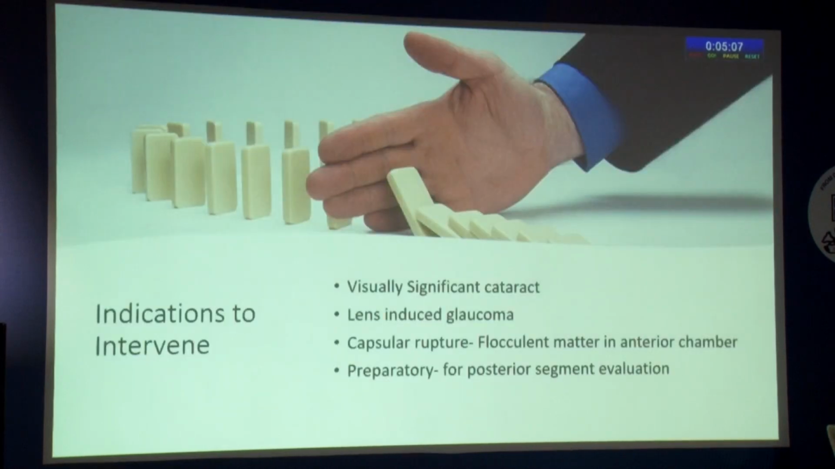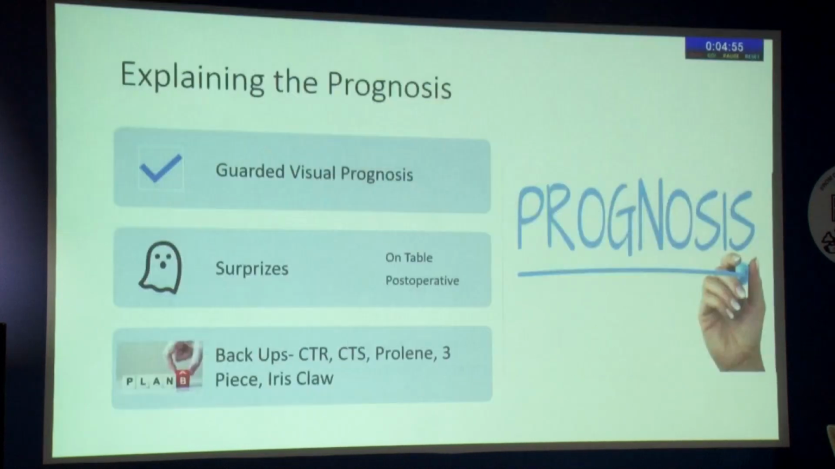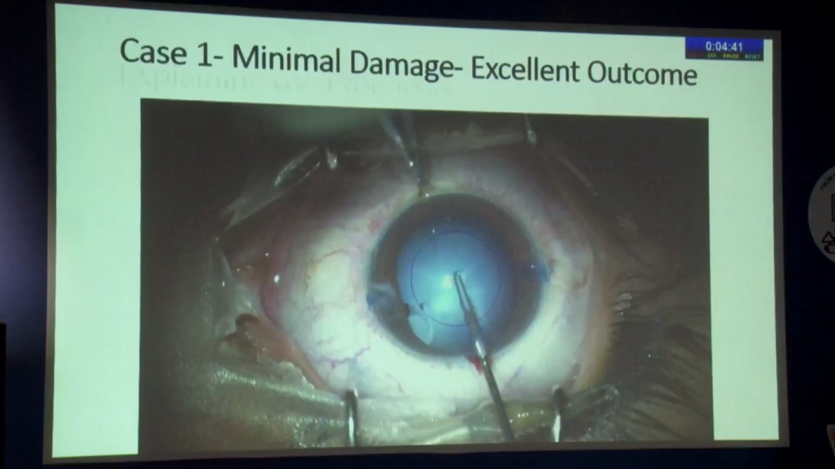And if there's a corneal scar, we should always give a contact lens trial first before proceeding for the surgery. And when do we intervene in all cases of visually significant cataract? If there is lens-induced glaucoma, capsular rupture leading to flocculent matter in the anterior chamber, and as a preparatory step for the posterior segment evaluation. But before going, always explain the prognosis, as the prognosis is always guarded. You can have surprises on table as well as post-operatively, and hence you should always have a plan B. Always your CTR, CTS, prolines, and your iris claw or SFL things should be ready.